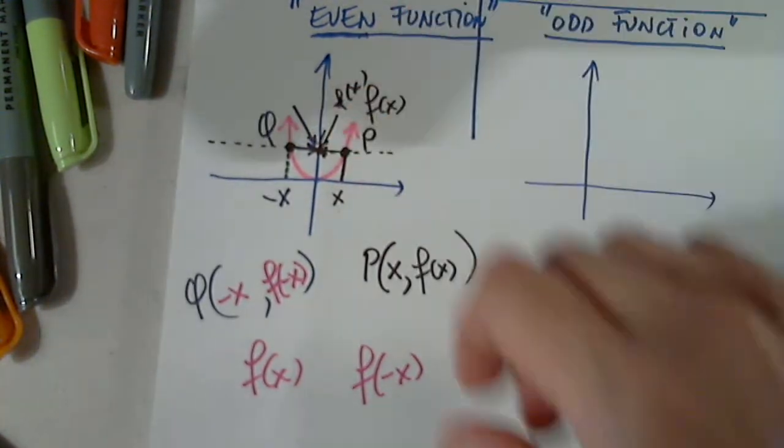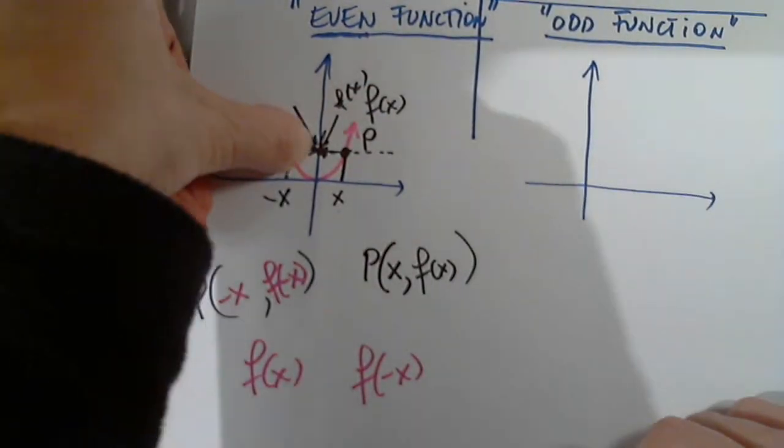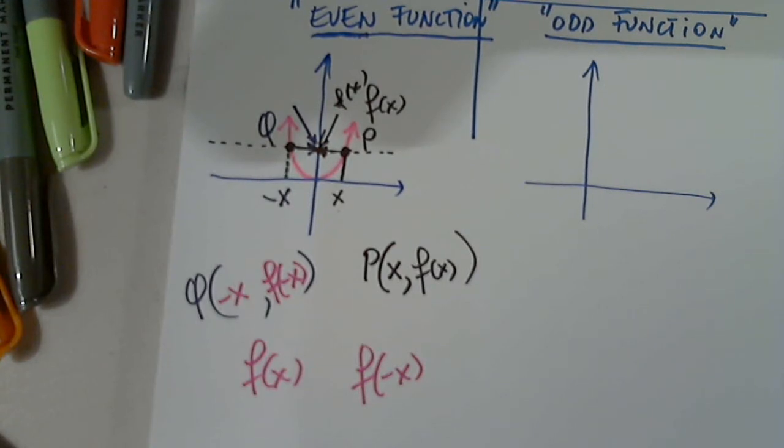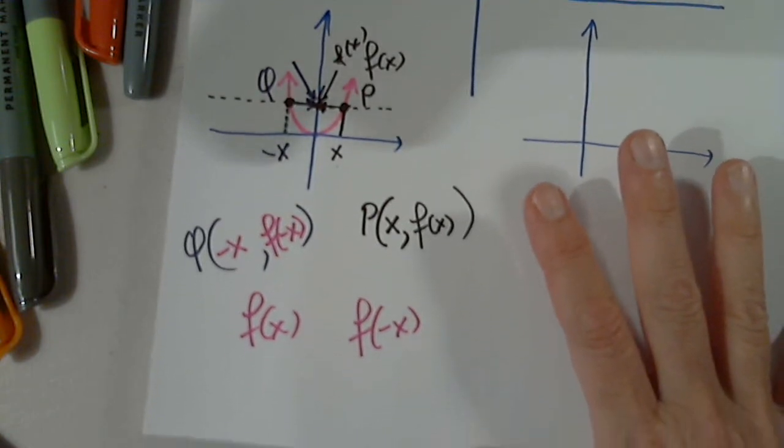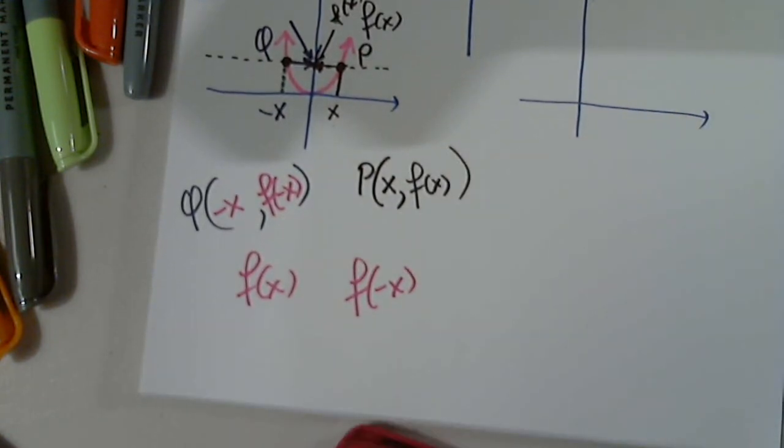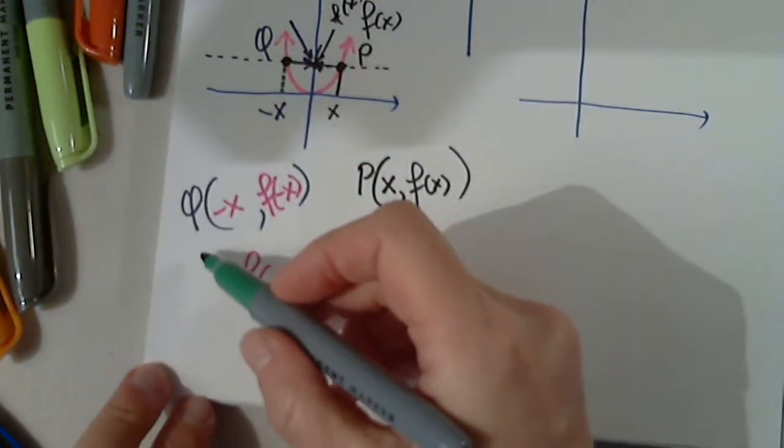This is f of x. This is f of negative x. Can they be opposite? Anyone? What do you think? What is the relationship between these two? And this will be true for any even function.